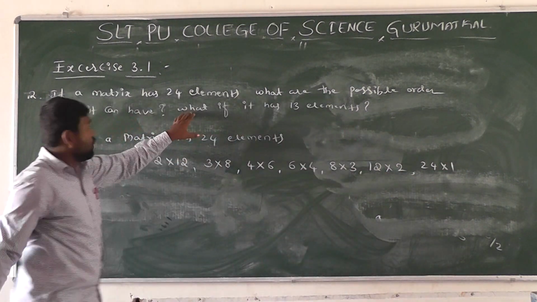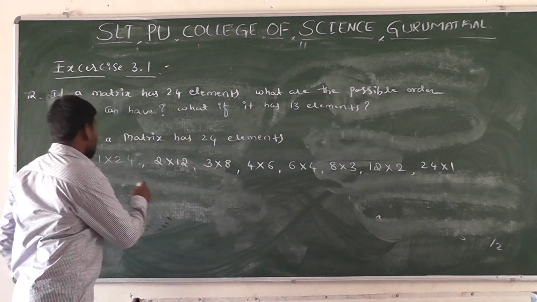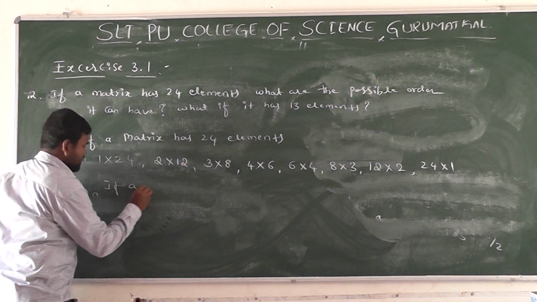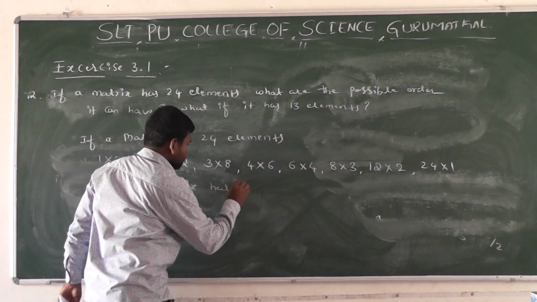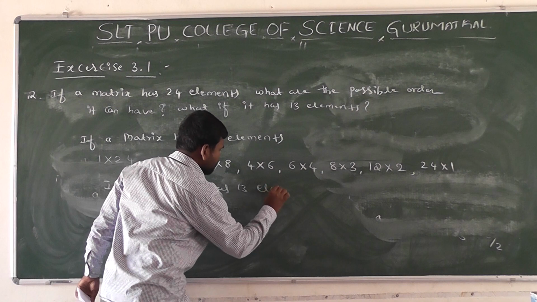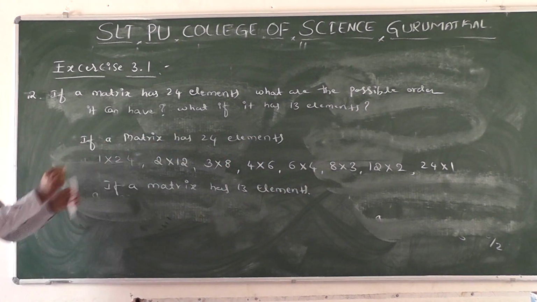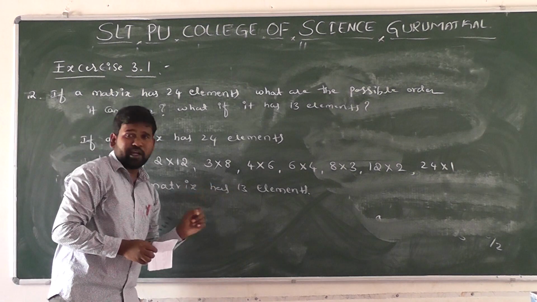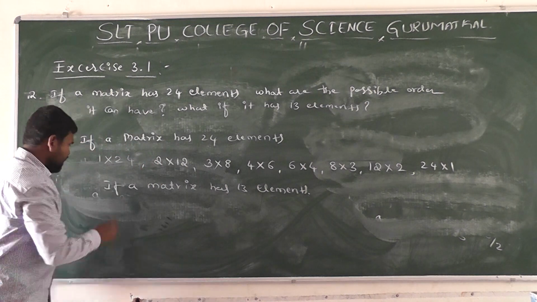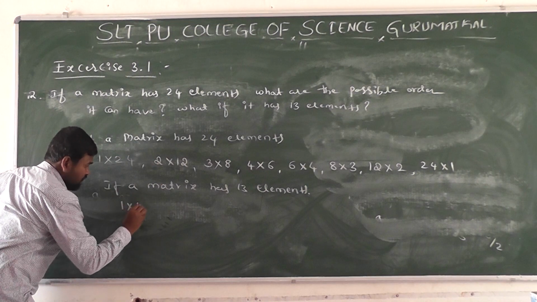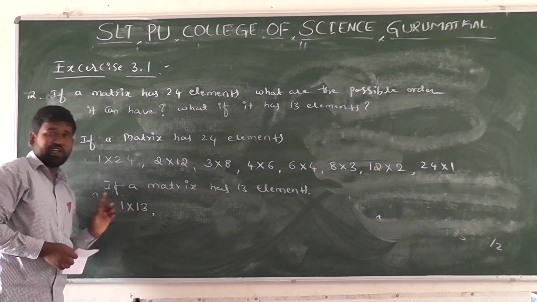Next, another question is asking, what if it has 13 elements? If a matrix has 13 elements, right? Then 13 is a multiple of which numbers here? 1 is a multiple of every number, right? 1 times how much is 13 here? 1 times 13 is 13, right? 1 cross 13 is one order.